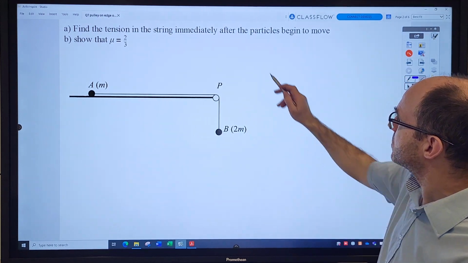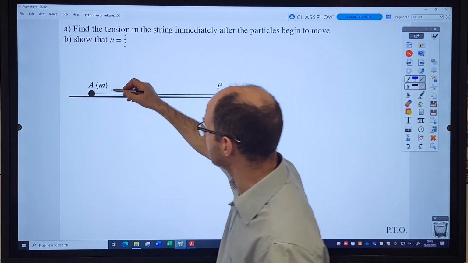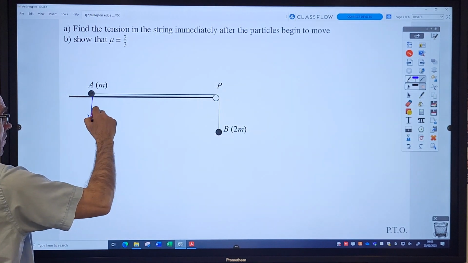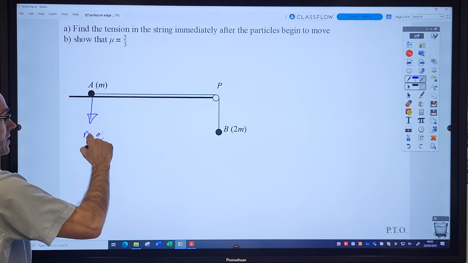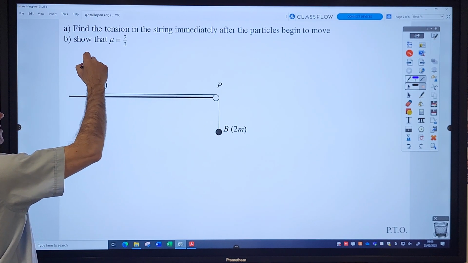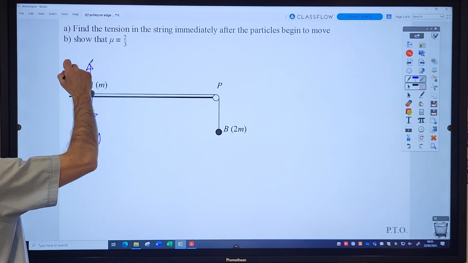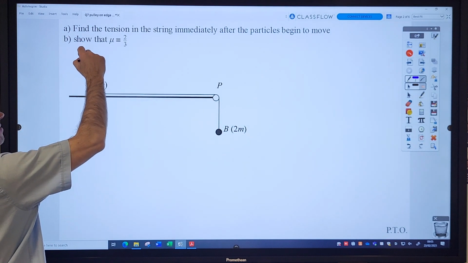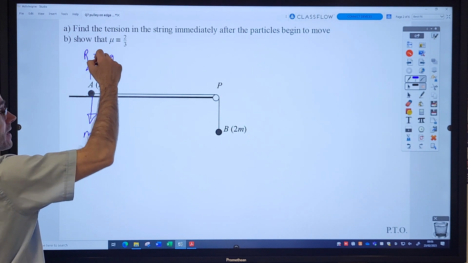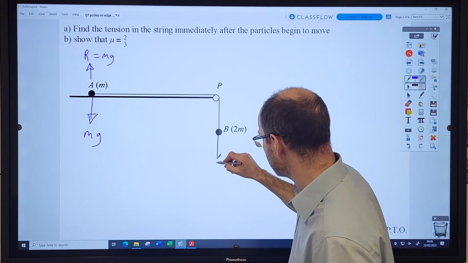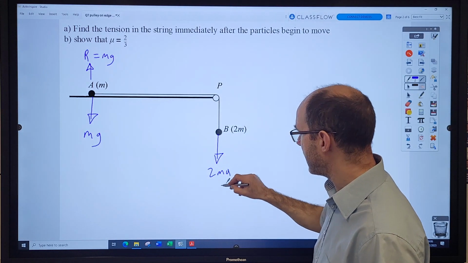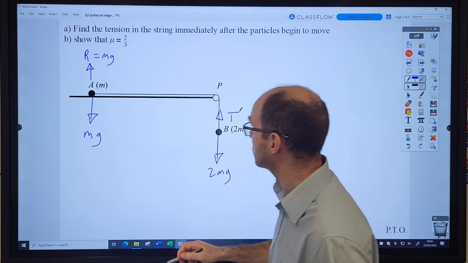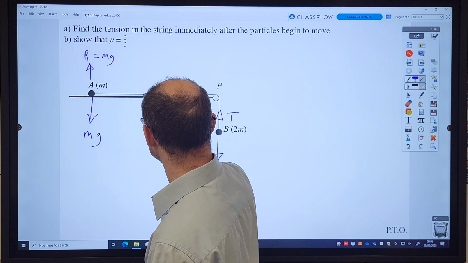So we need to find the tension. First of all, we've got particle A. I'm going to put in the weight for A, which is mg, and the normal reaction is going to be the same, because it's not accelerating vertically. So R equals mg. And with B, the weight is 2mg. Then we've got the light inextensible string, so we'll have tension there, and of course that tension will be exactly the same here as well.